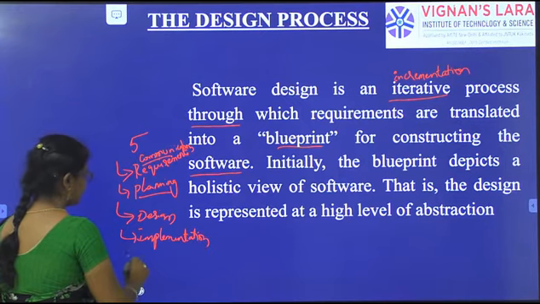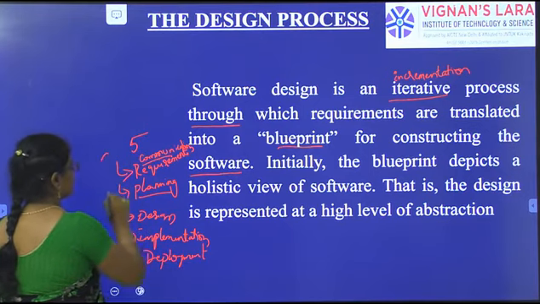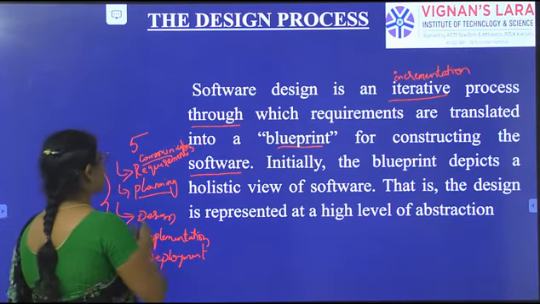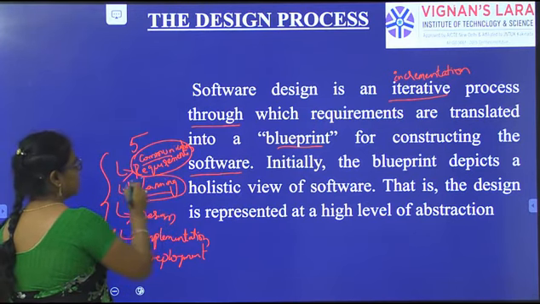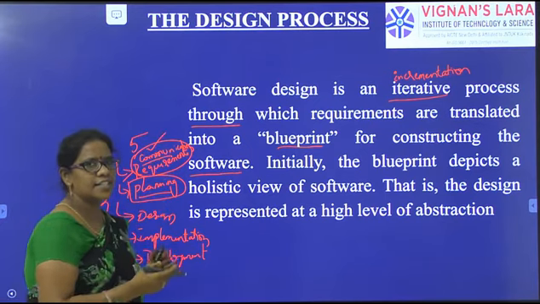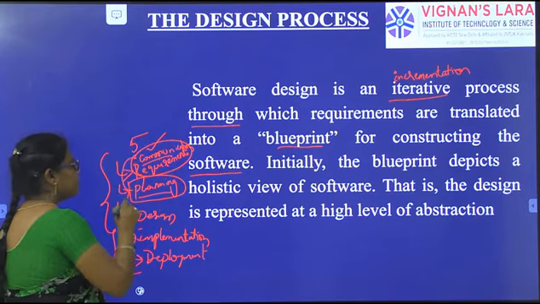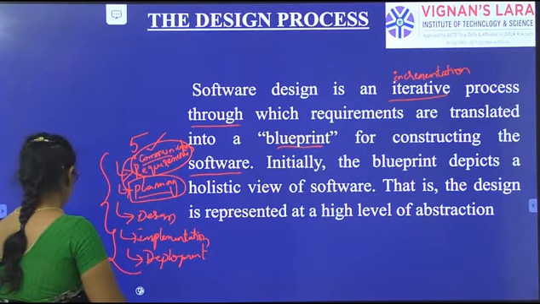And the fifth point is deployment or delivery, whatever it is. So this is the five-step process of the framework activities. Of all those five, whatever communication we did in the first step, according to that the planning will be done in the second step. If the requirements are increased by the stakeholder at a certain stage, then again that requirement will be implemented in the planning. So that is the process.